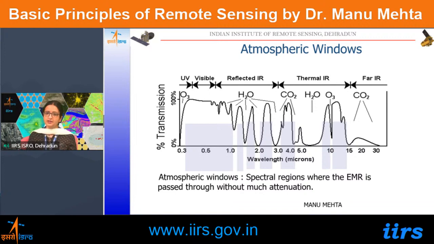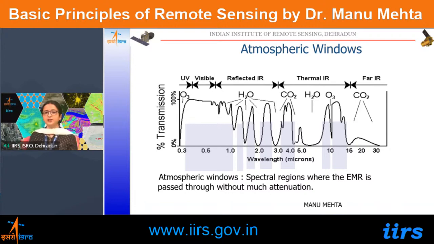So whatever regions will be allowed by the atmosphere, regions means electromagnetic regions, whatever spectral range, whatever wavelengths will be allowed by the atmosphere, there only you can do remote sensing for Earth targets. Because for sensing the Earth targets, the signal must be able to come to the target and to go from the target.